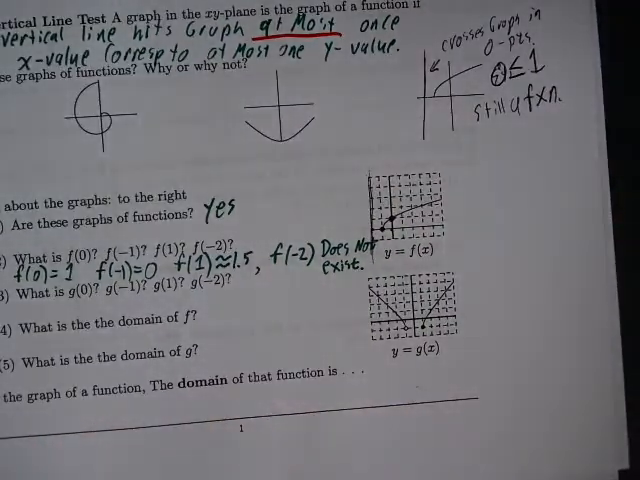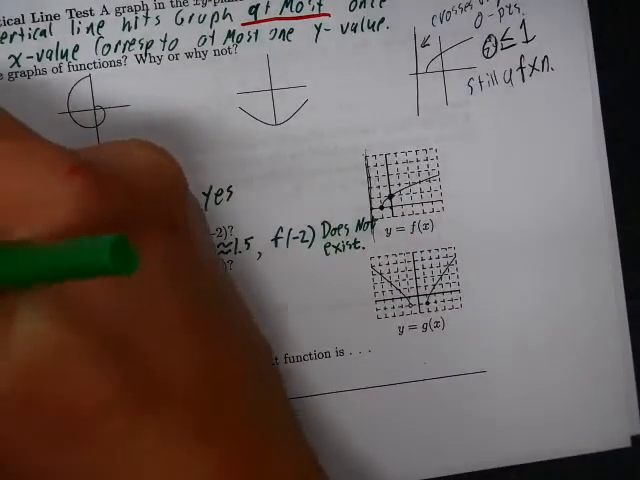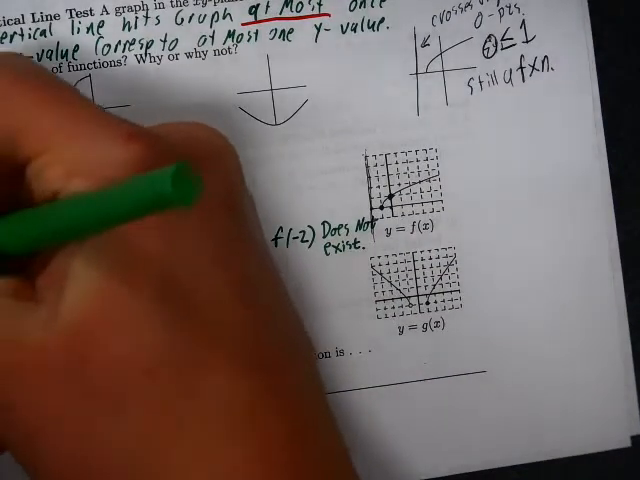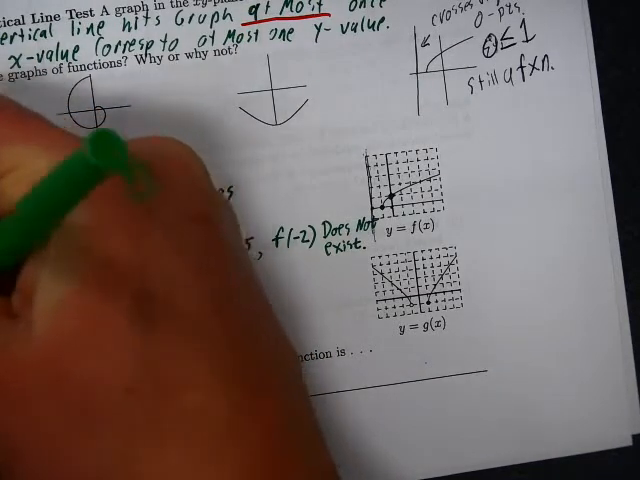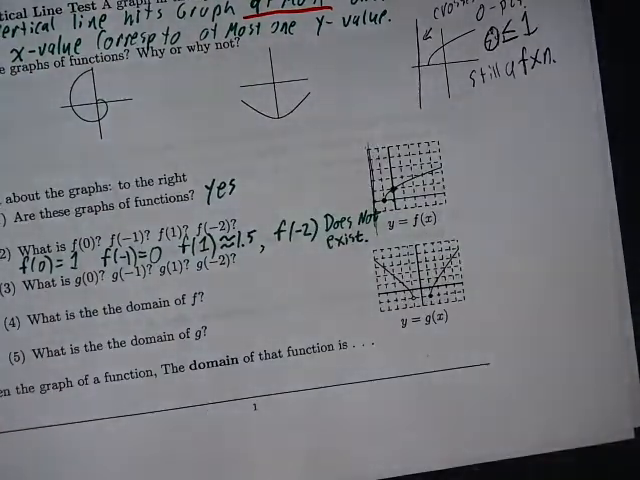Let's say that another way. So remember, the domain of a function is all inputs which result in valid outputs. So is negative 2 in the domain of this function? Negative 2 is not in the domain of f.